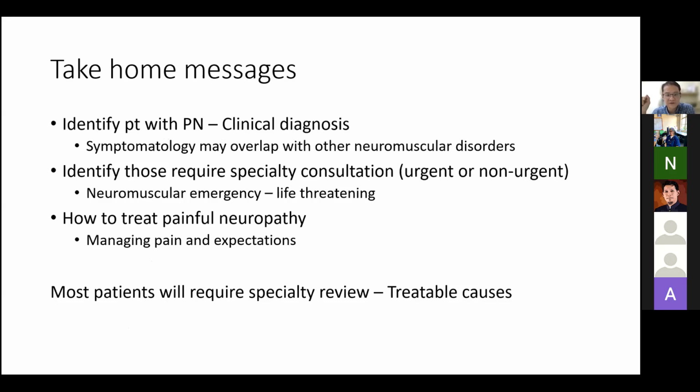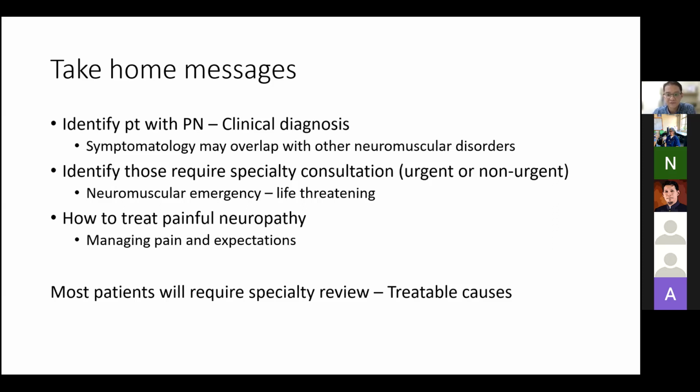Identify patients with peripheral neuropathy. It is a clinical diagnosis. You do not need any special form of equipment to diagnose peripheral neuropathies. The symptomatology of a peripheral neuropathy might overlap with other neuromuscular disorders, for example, myasthenia gravis or muscle disorders. So always get the history properly, look at the presentation of the patient, and determine whether they are peripheral neuropathy cases. Second, identify those that require specialty consultation.